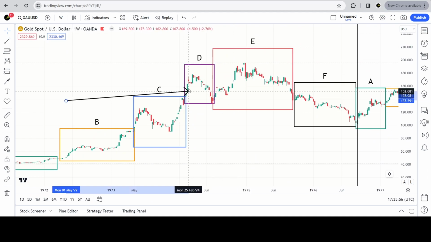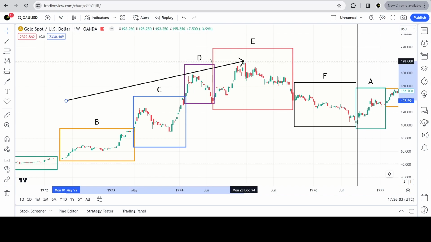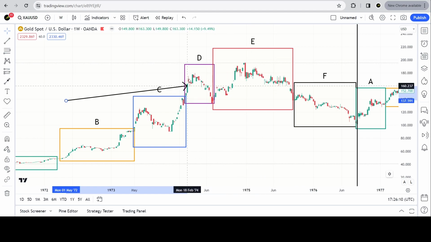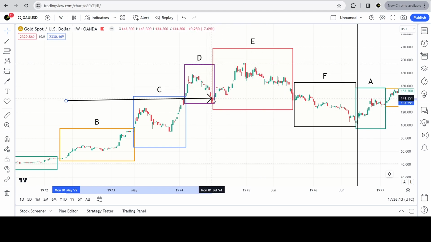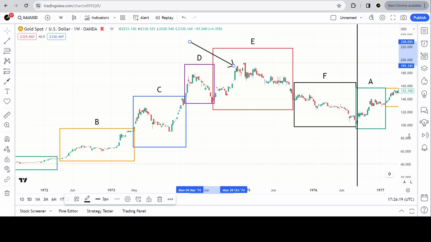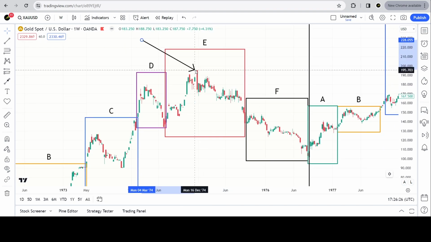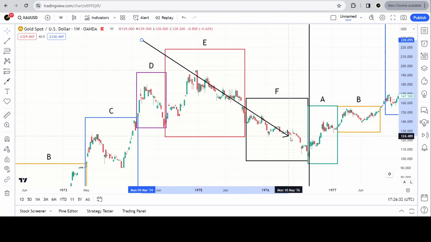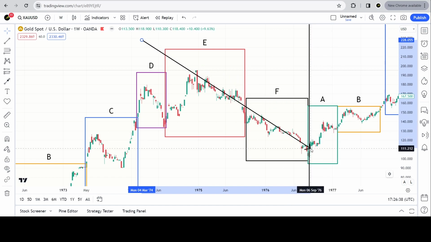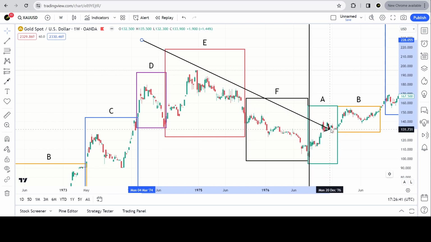The D structure is a peak, essentially. Now, here it is lower than E. There are occasions where it moves up higher than E, but it is the first peak, if you will, in the overall topping structure. E is the official topping structure. It's generally the one that has the highest peak. It makes a peak and then begins a decline. So F is the decline and where it bottoms out before the structure begins all over again, going into A, where it moves up in a series of waves.